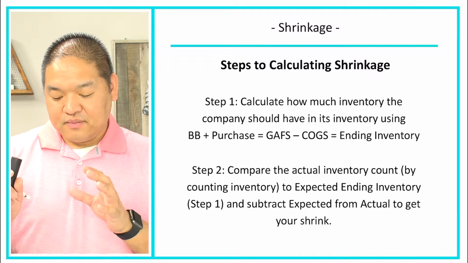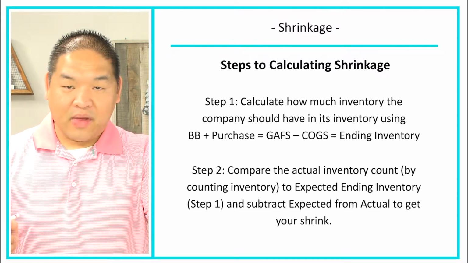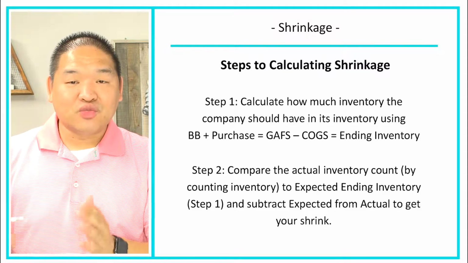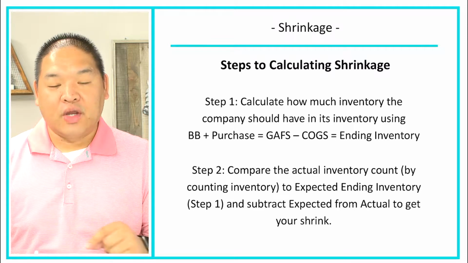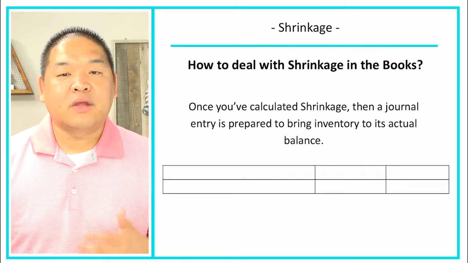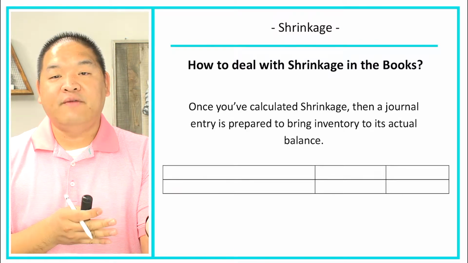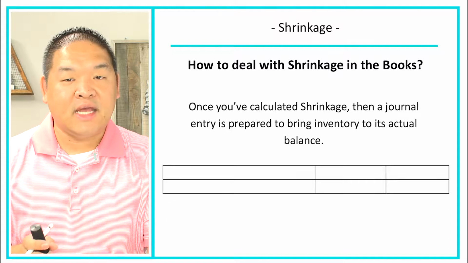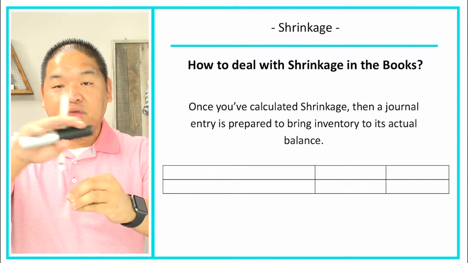Unless you're really good, like selling cars, you probably won't have shrinkage, but most retail stores will have some type of shrinkage in their business during the year. So how do we deal with it? Well, once we calculate shrinkage, we now need to write it off because that number is included in inventory. So our inventory is overstated. So what do we need to do?